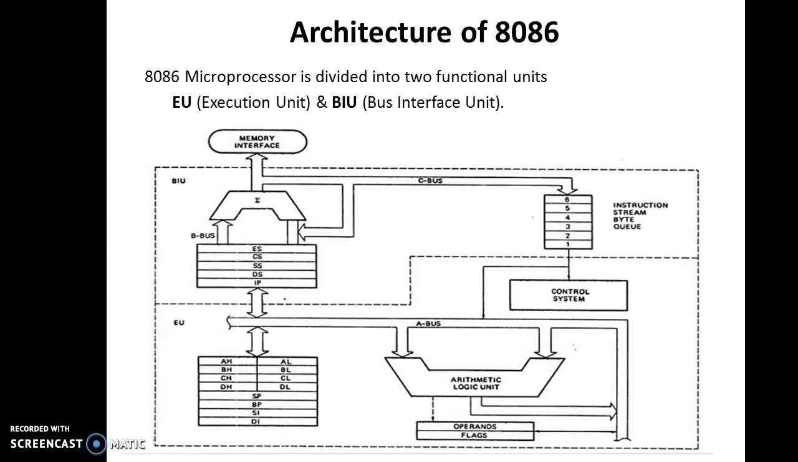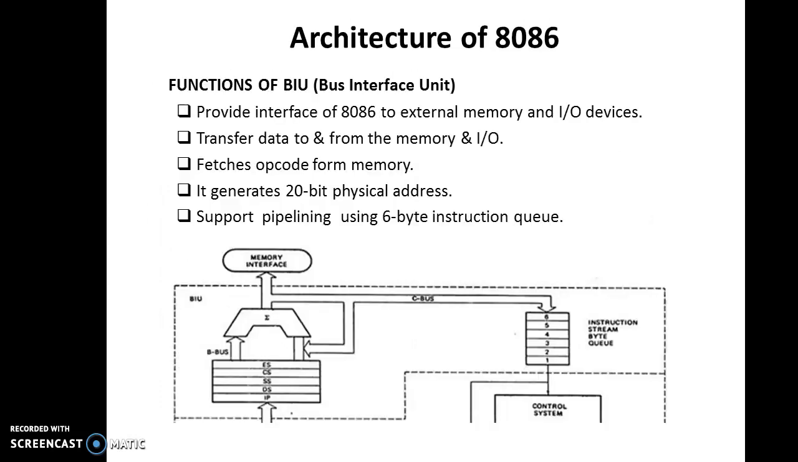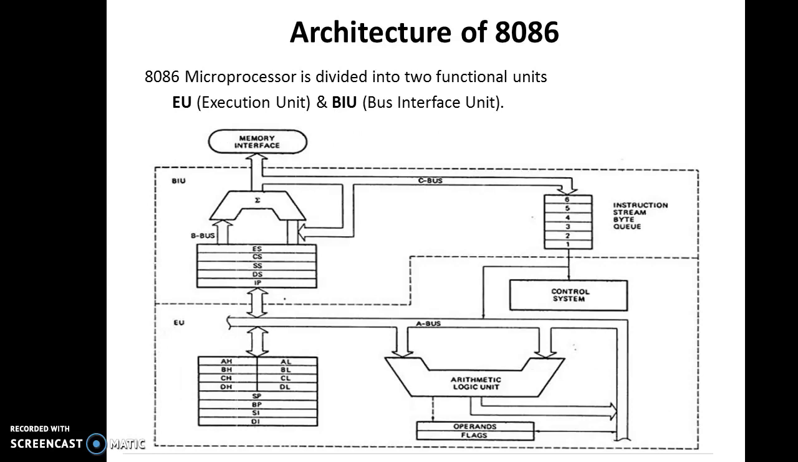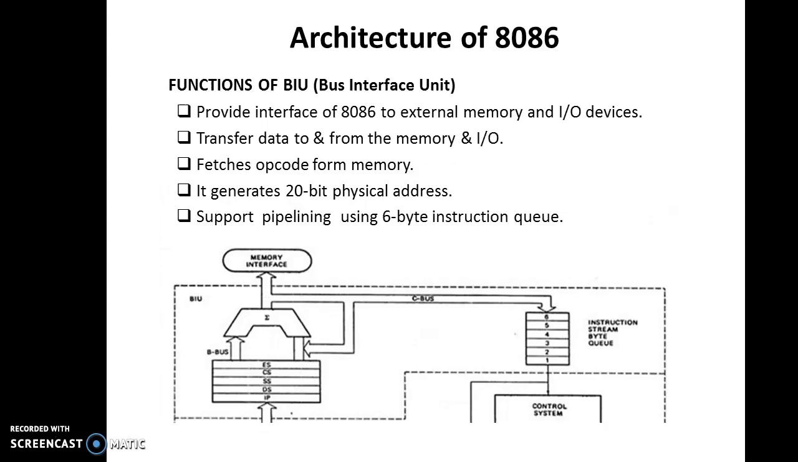Architecture of 8086. 8086 microprocessor is divided into 2 functional units, that is execution unit and bus interface unit. Let us discuss bus interface unit.